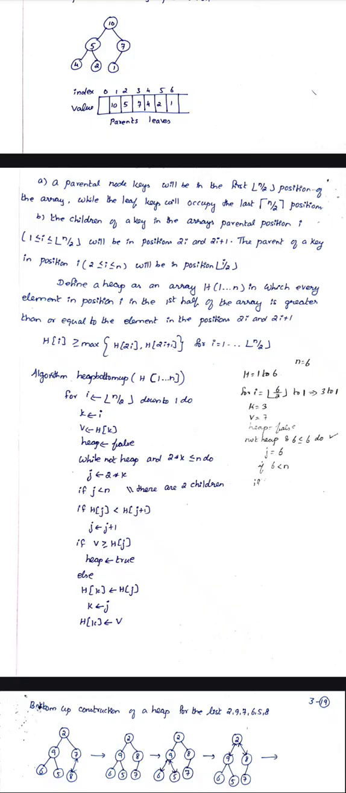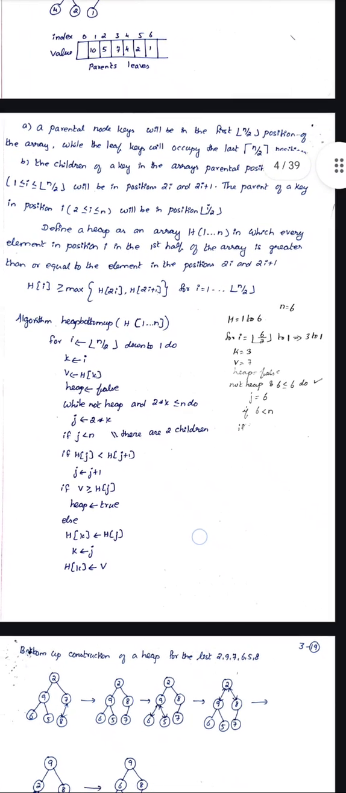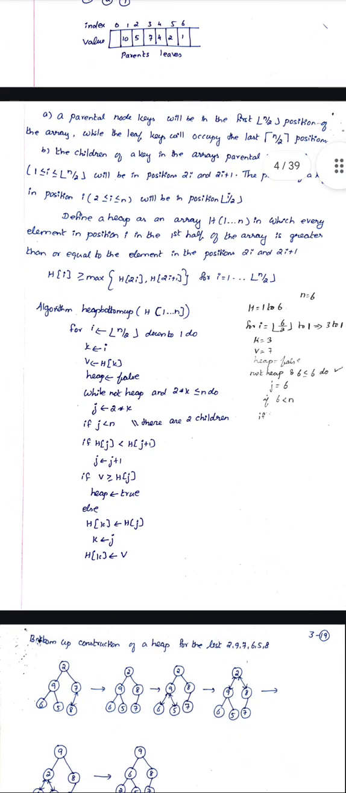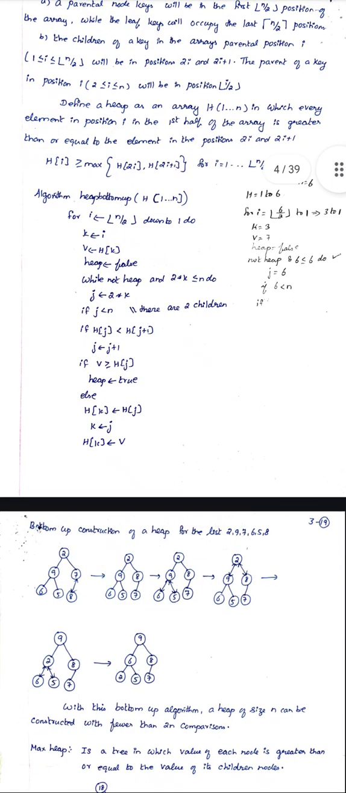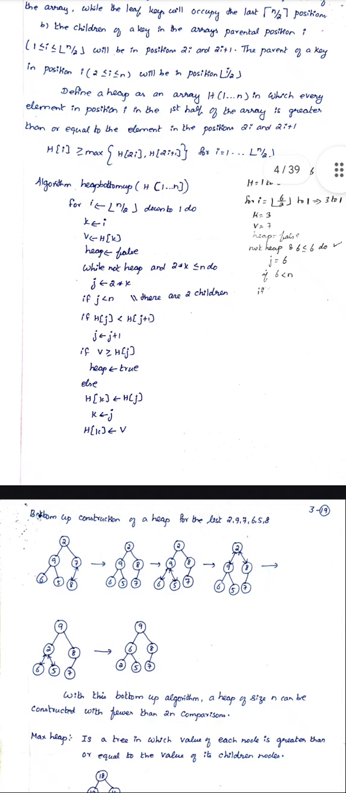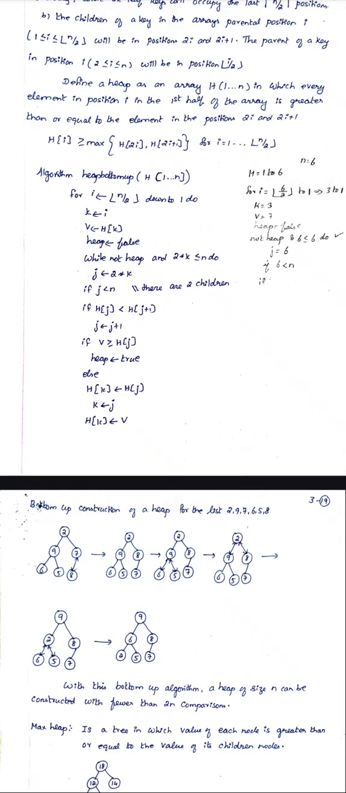The children of a key in array position i will be in positions 2i and 2i plus 1. The parent of a key in position i is at position floor of i by 2. Define a heap as an array in which every element satisfies H[i] is greater than or equal to the max of H[2i] and H[2i plus 1].